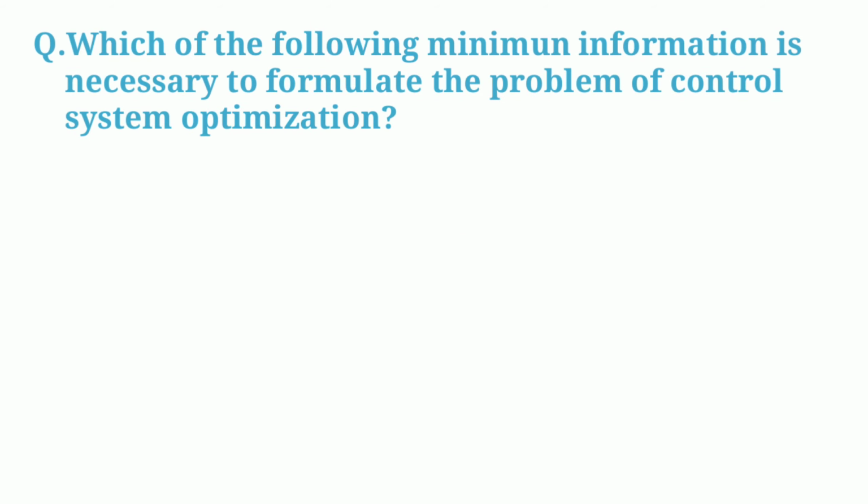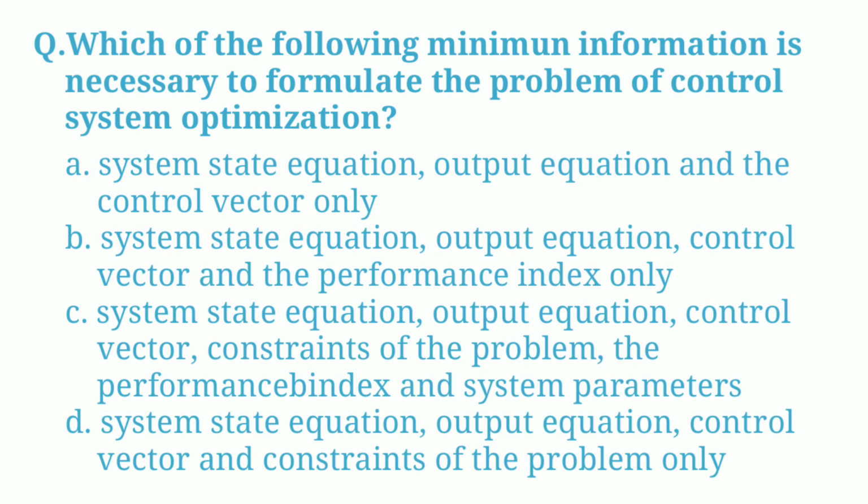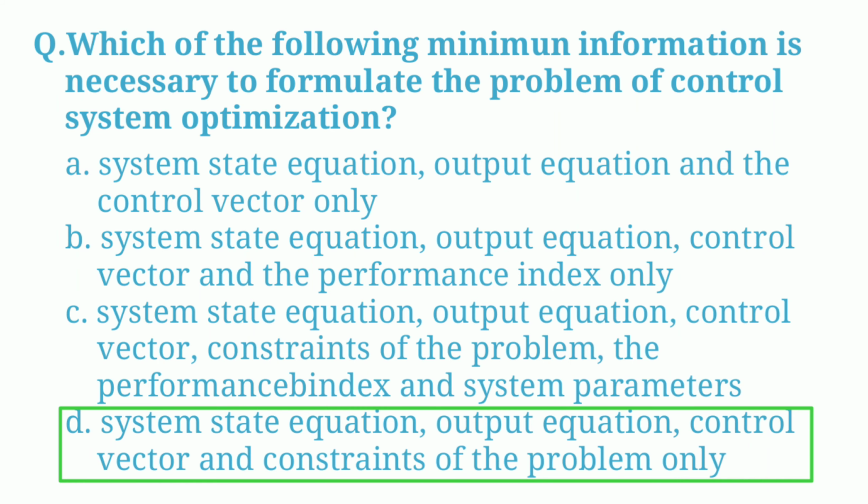Question 3. Which one of the following minimum information is necessary to formulate the problem of control system optimization? A. System state equation, output equation and the control vector only. B. System state equation, output equation, control vector and the performance index only. C. System state equation, output equation, control vector, constraint of the problem, the performance index and system parameters. D. System state equation, output equation, control vector and constraint of the problem only. And the correct answer is system state equation, output equation, control vector and constraint of the problem only.